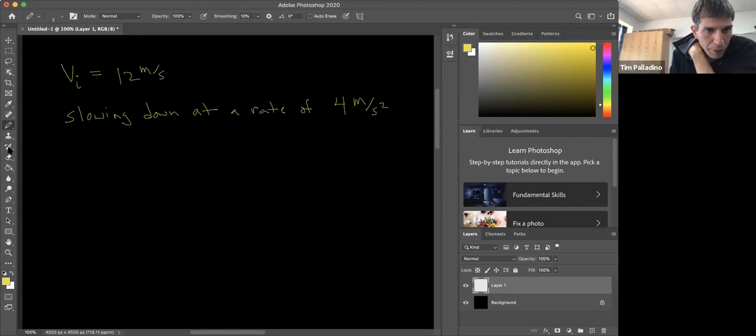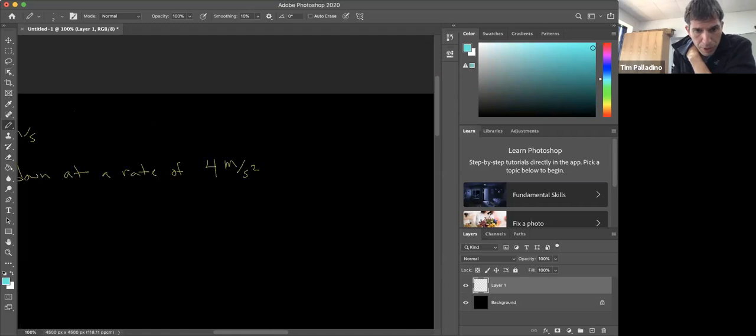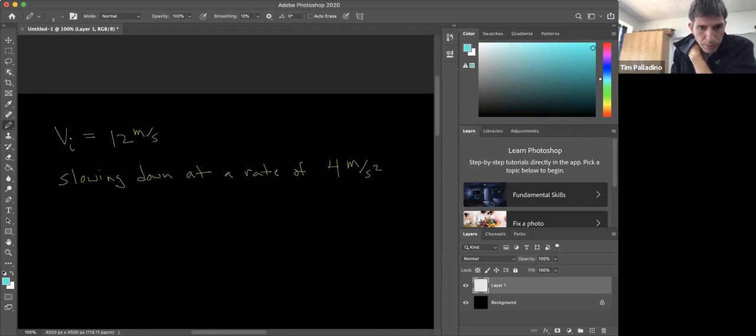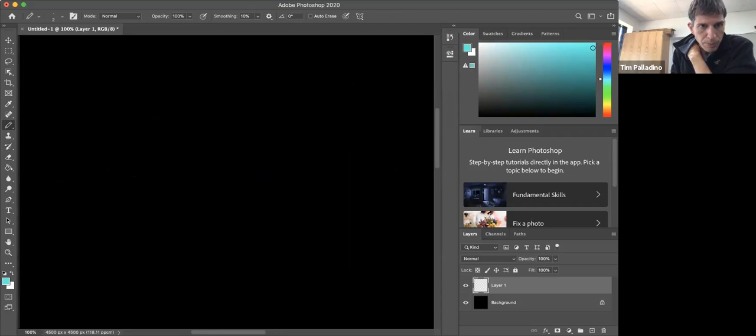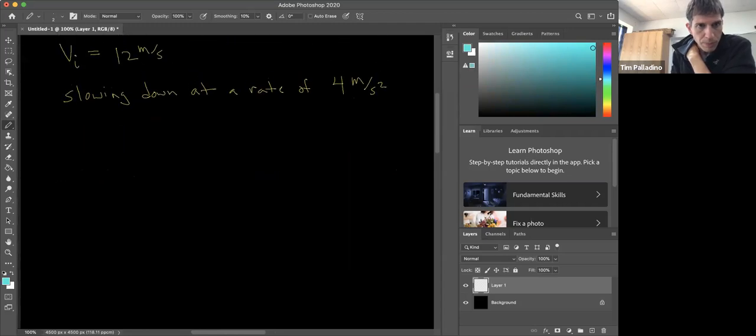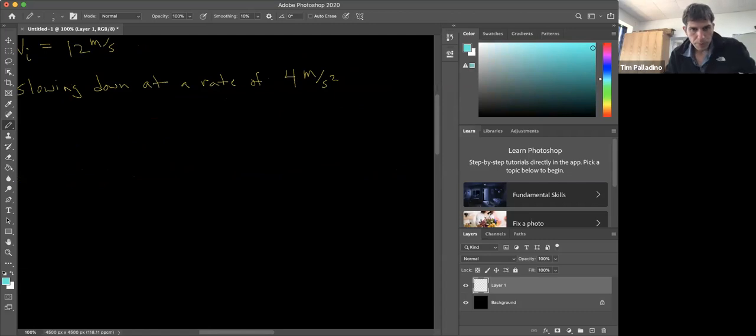Before we do that, though, what I would like to also do in addition is draw velocity and acceleration vectors. Sorry, guys. I'm just trying to figure this screen out.